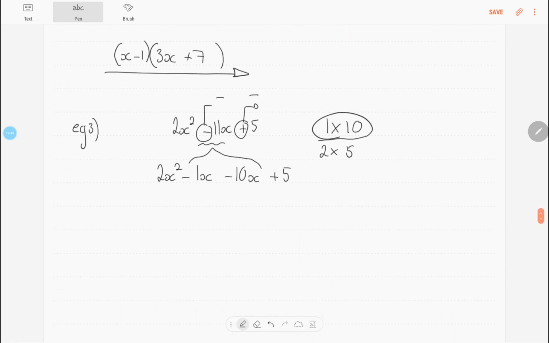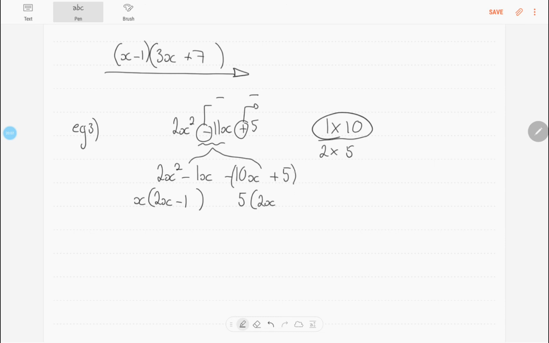So I look at my first two terms, I take out a common factor. In this case, it's just an x. So I'm left with 2x minus 1. I look at my next two terms, I take out a common factor. In this case, it's a 5. I'm left with 2x, but now just be careful, because there's a minus here.